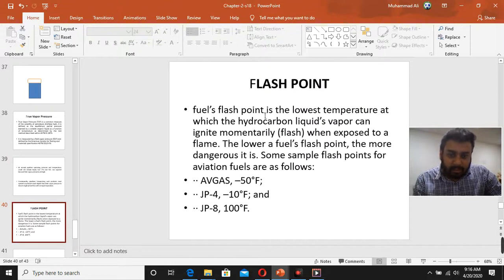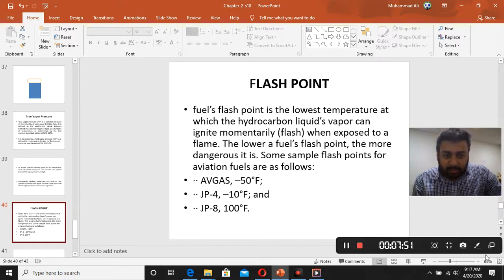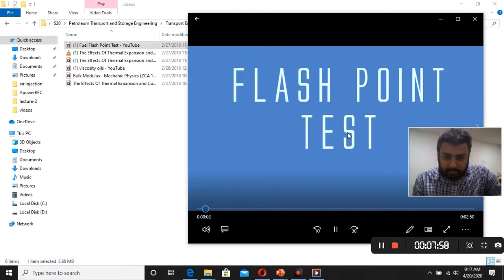Then we have the flash point. It's the minimum temperature at which the oil can ignite. For example, in summer, in some places the temperature goes above 55, so some crude oils can catch fire at it. Many petroleum products can catch fire because they are highly flammable. So we look at it, and I will now show you a video of the flash point, how it actually happens.